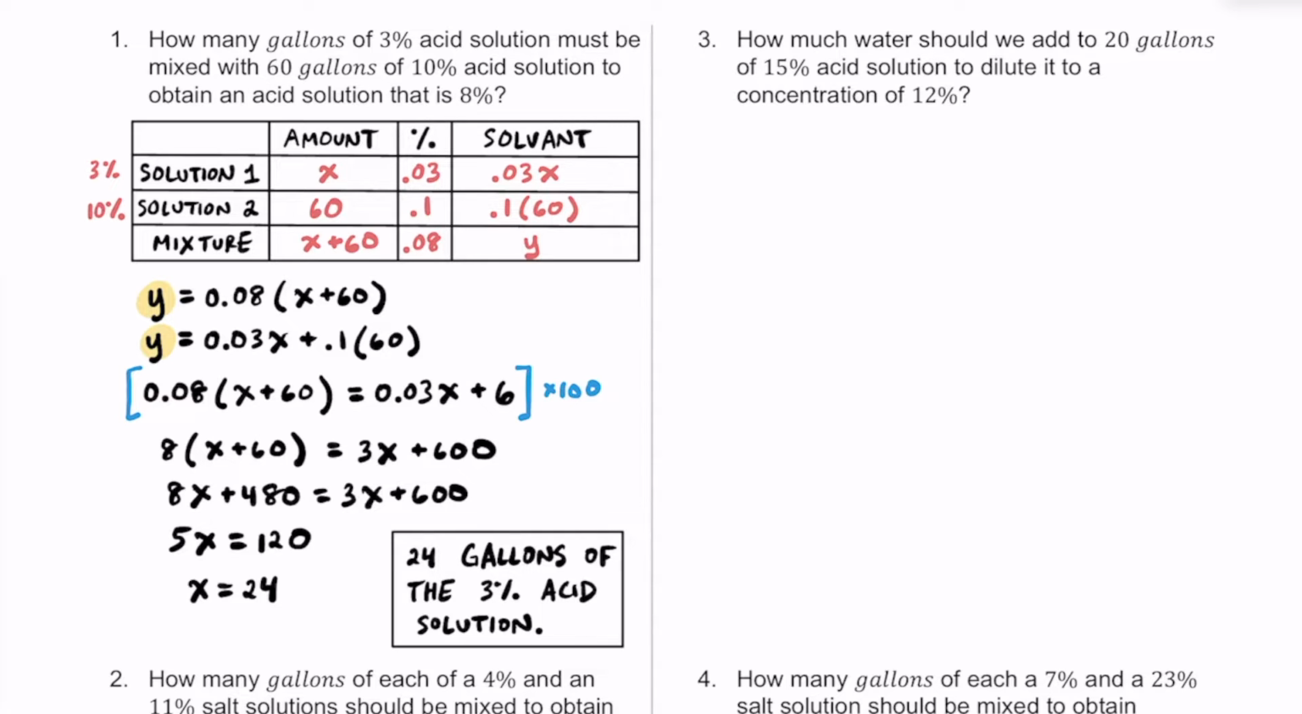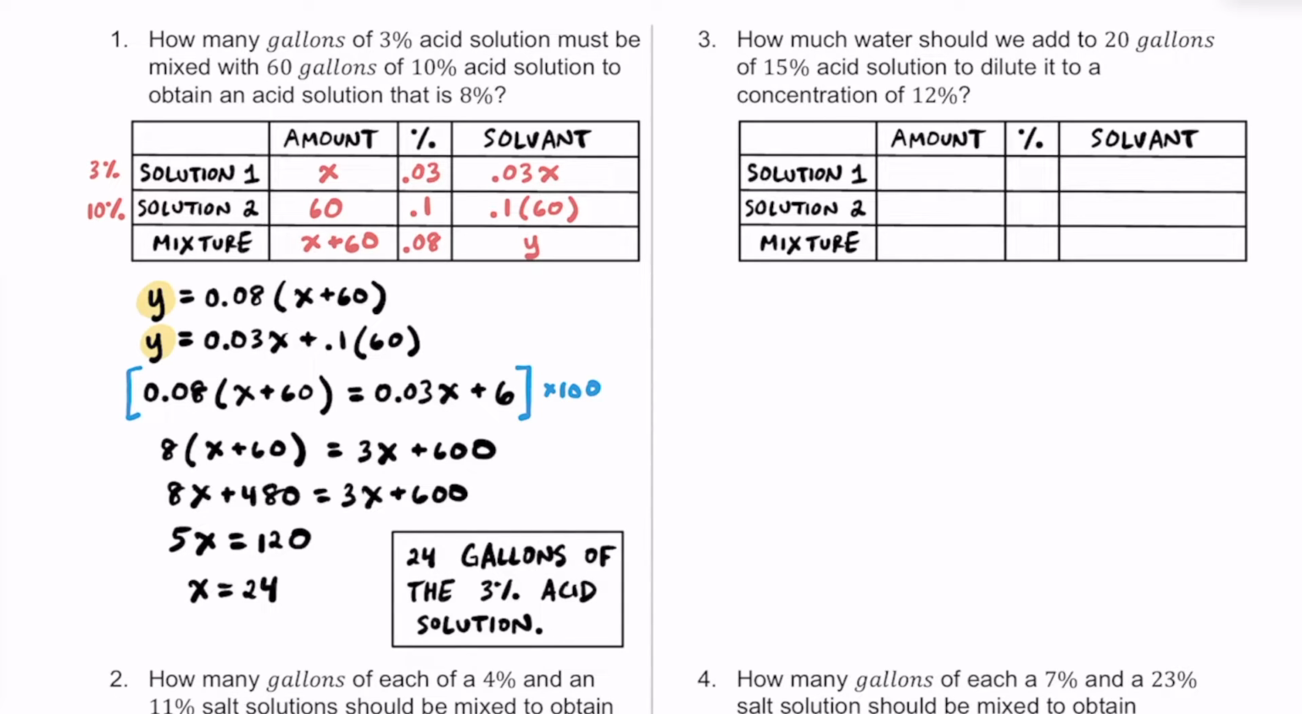All right, for this example, we have the question, how much water should we add to 20 gallons of a 15% acid solution to dilute it to a concentration of 12%? Now, if you want to, feel free to pause the video and see if you can make a table on your own. All right, so now that we have a table, let's just fill in the missing pieces that we can. So let's see what information we have here.